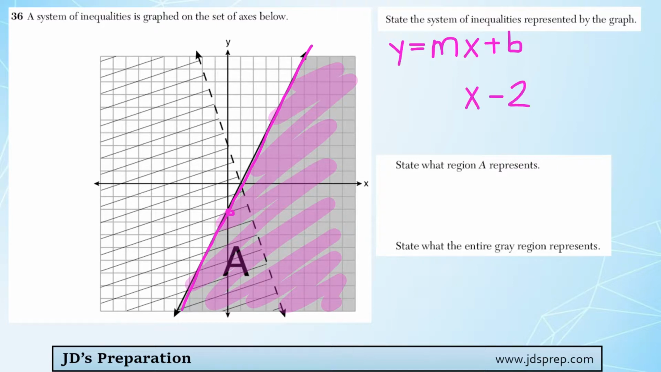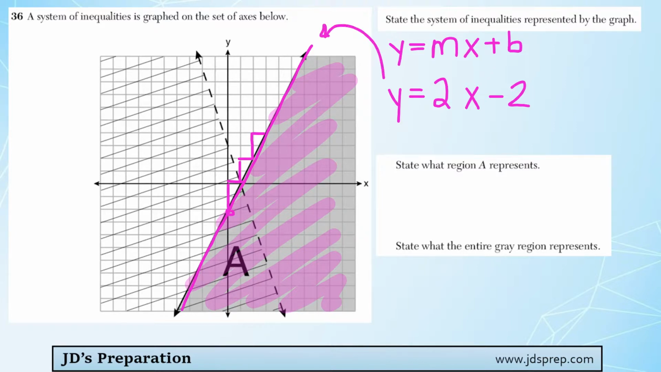And our slope, that's our rise over run. It looks like it's rising 2 and going 1 to the right. Up 2, 1 to the right, up 2, 1 to the right. So our slope is 2 over 1, or just 2. So y equals 2x minus 2 is the equation of that line.